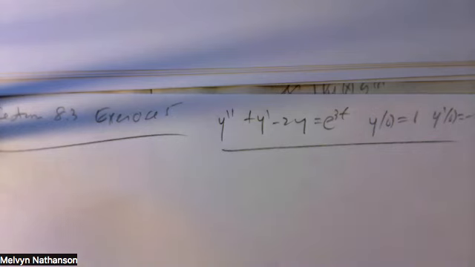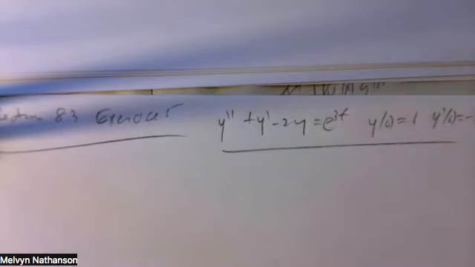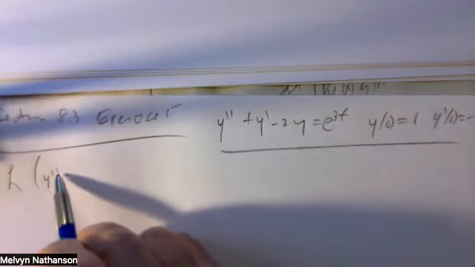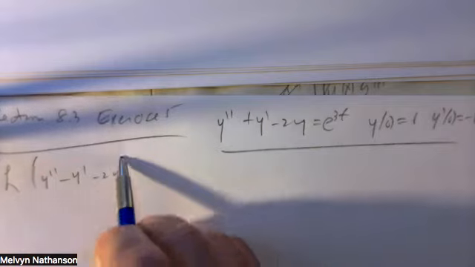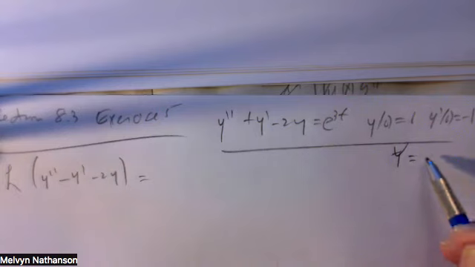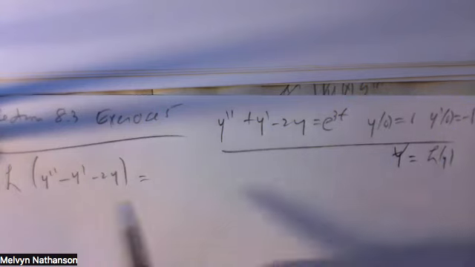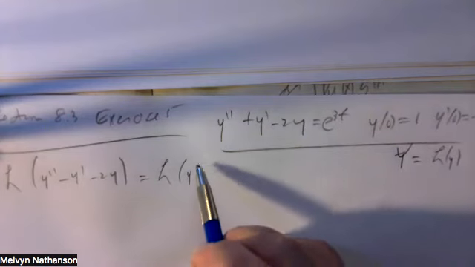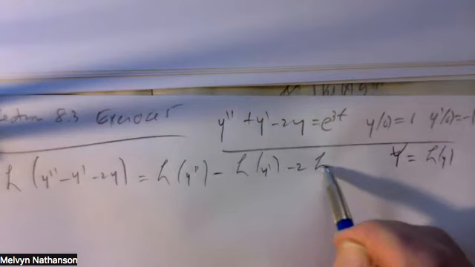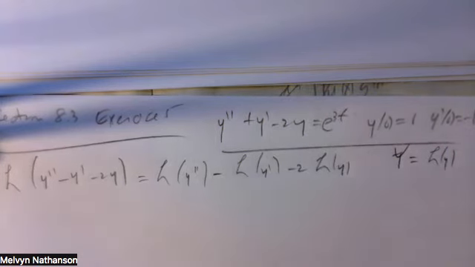And you always have to make sure you have your table of Laplace transforms handy. So take the Laplace transform of y double prime plus y prime minus 2y. Suppose we let capital Y be the Laplace transform of the solution. So this is the Laplace transform of y double prime plus the Laplace transform of y prime minus 2 times the Laplace transform of y.